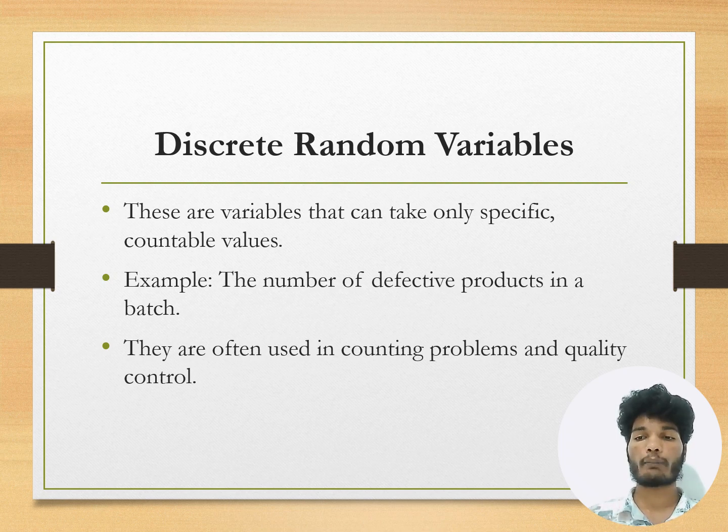For example, the number of defective products in a batch. Say a complete batch is 30 products. You can calculate how many products are defective by verifying all the products. So they are often used in counting problems and quality control.